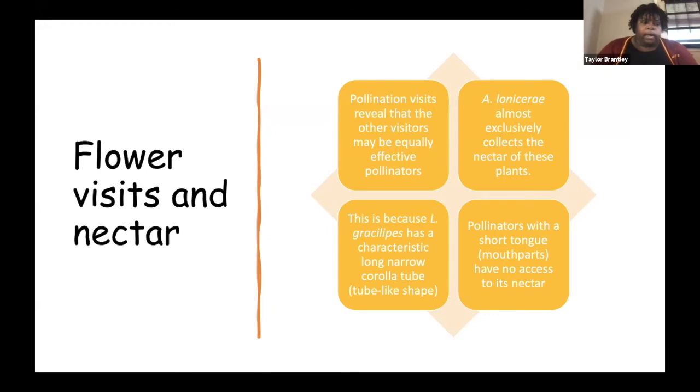The nectar of this flower is almost exclusively collected by A. lanicerae. This is because the plant has a long, narrow corolla tube. Despite belonging to a group of short-tongued bees, A. lanicerae has an extremely elongate distal part of their tongue, and pollinators with a short tongue are unable to reach the nectar.